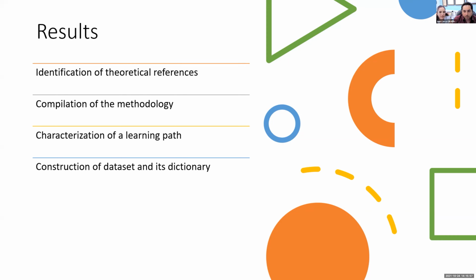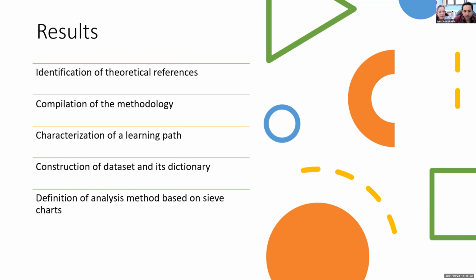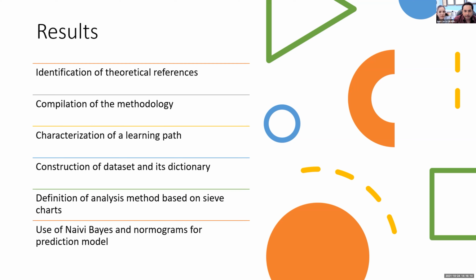A data set was built on route and learning path with the corresponding data dictionary. A data analysis method based on CF charts was defined to validate the planning of the learning path, and its application to the use case. The naive Bayes method and the use of nomogram were selected to calculate a prediction model of successful and unsuccessful learning paths.